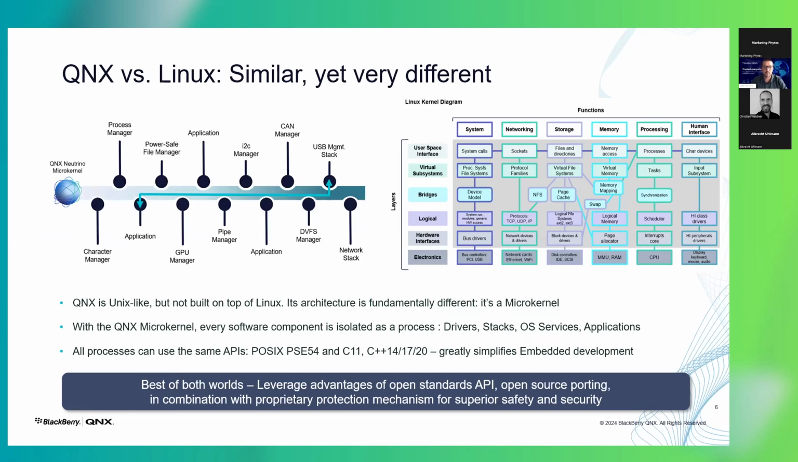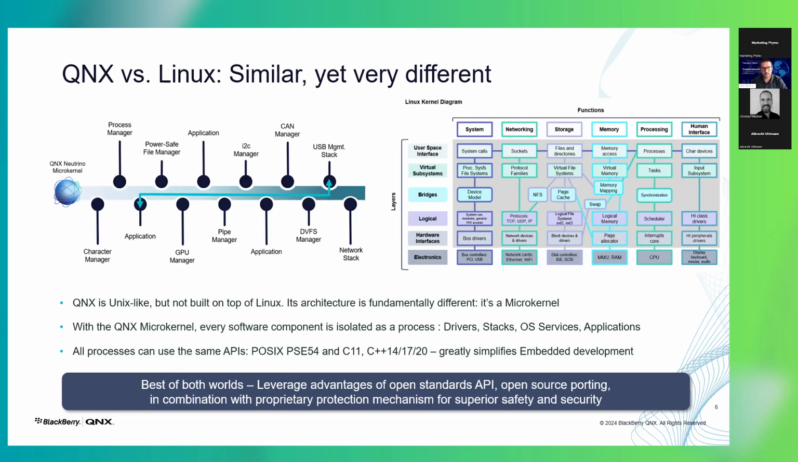The QNX RTOS is a microkernel. Here on the left, we represent QNX, and on the right is Linux, which is based on a monolithic kernel architecture. But really, it could represent any OS or RTOS for that matter with a monolithic kernel. So although QNX is Unix-like, as you can see here, it is very different.